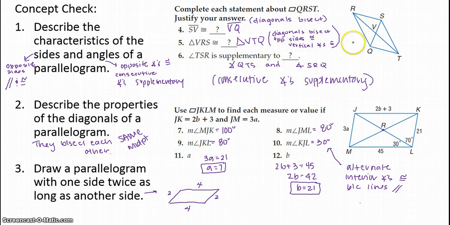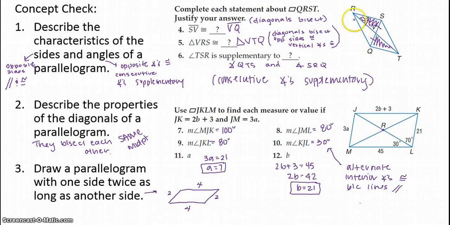On 4, 5, and 6, I was looking at this quadrilateral. I know that SV is going to be congruent to VQ because they are one of the diagonals that the other one cut in half. I know that triangle VRS, so that's this triangle up here, is going to be congruent to this triangle down here. Now labeling it, I do need to make sure I keep the corresponding parts in the same order, so VTQ. I have diagonals bisecting, I have opposite sides being congruent. That'd be enough to give me side, side, side. Or I could use side, angle, side and say that the interior angles there are vertical angles. Several ways to do it, but I do know that those are going to be congruent triangles.